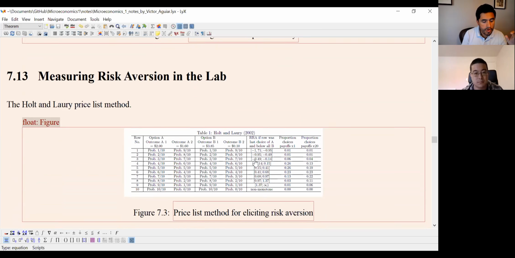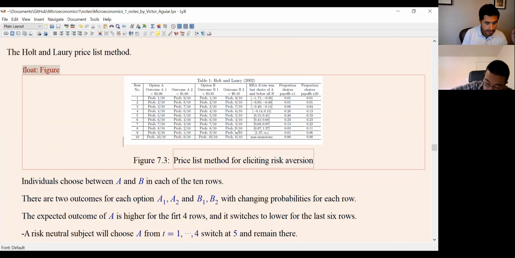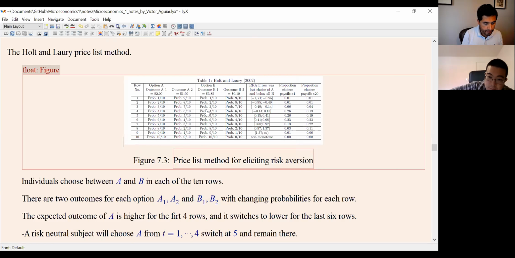Okay, so I'm going to finish with an important thing, which is measuring risk aversion in the laboratory. Okay, so can you see this table? Let me make it a little bit bigger. You also have it in your notes.